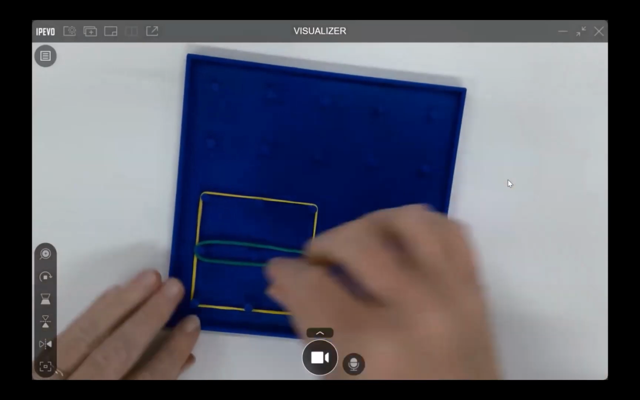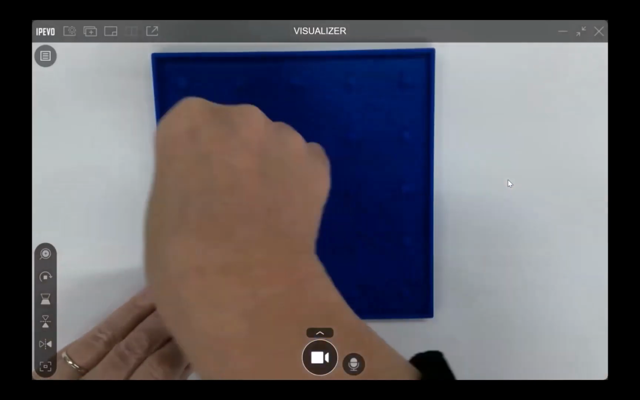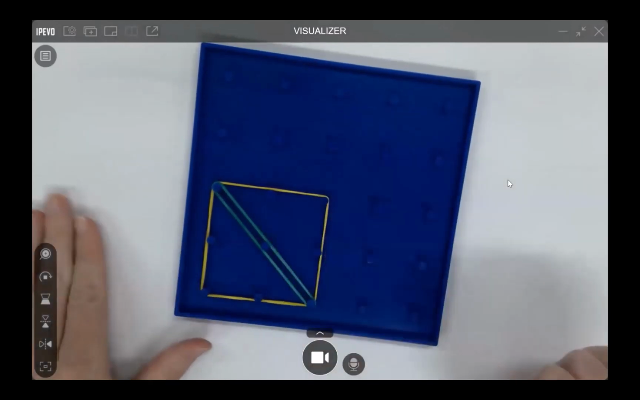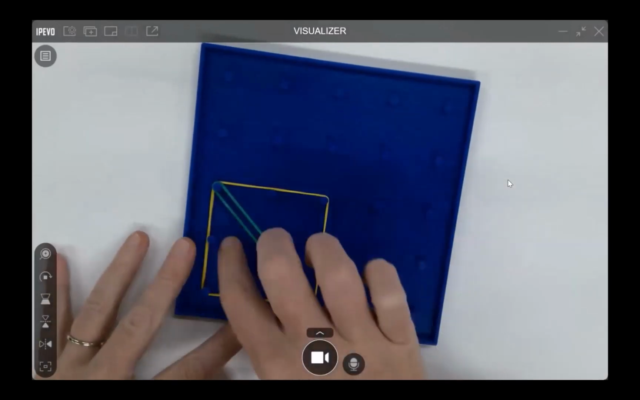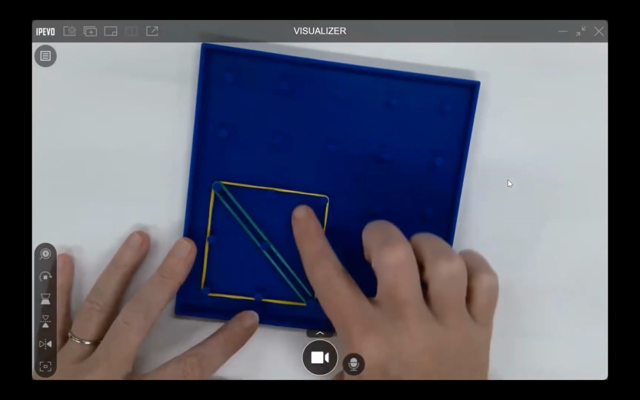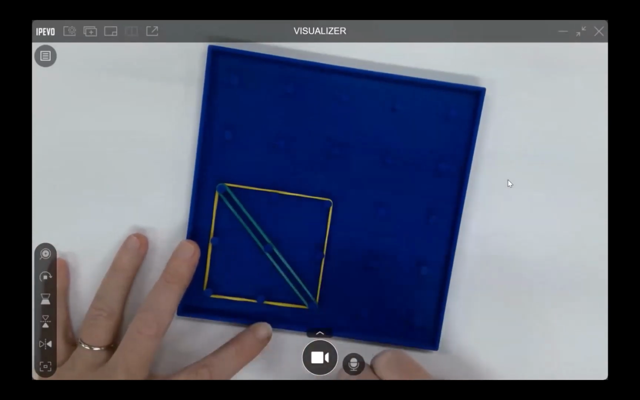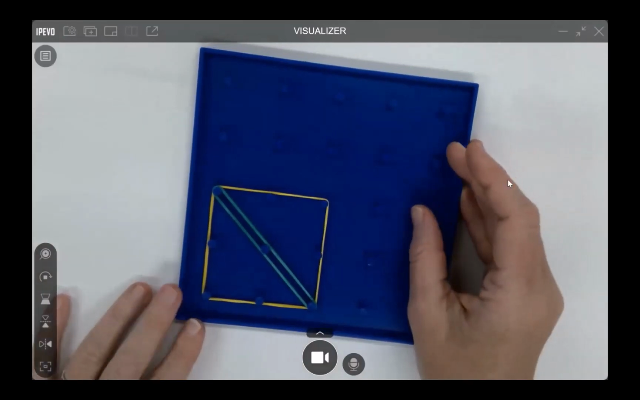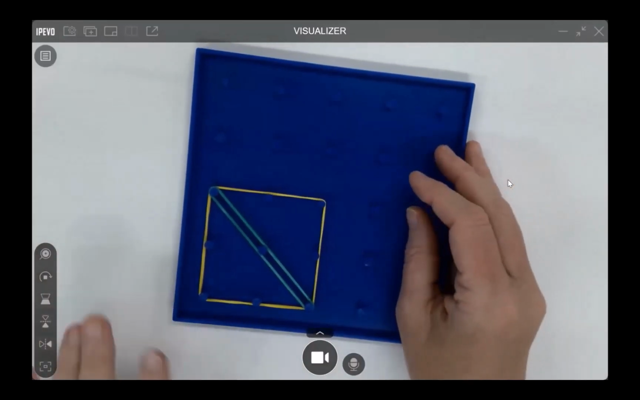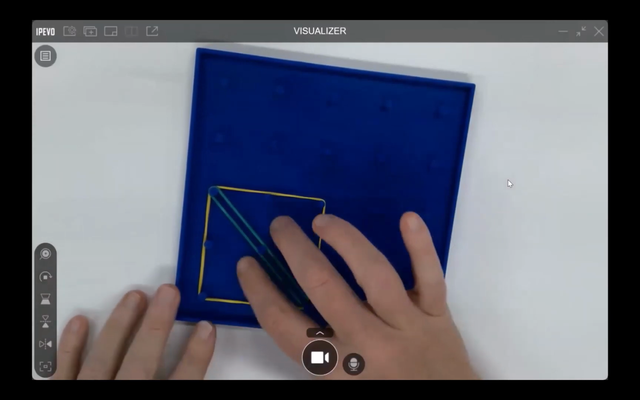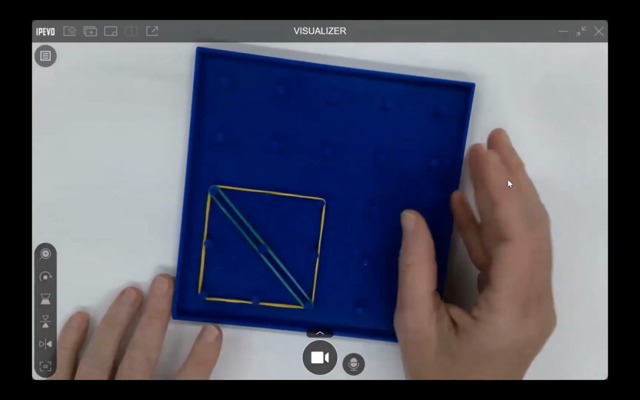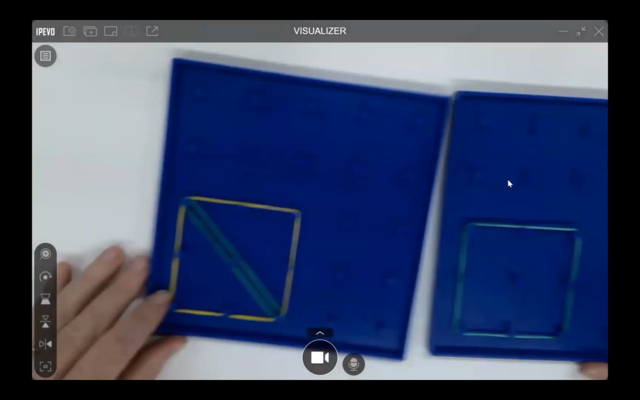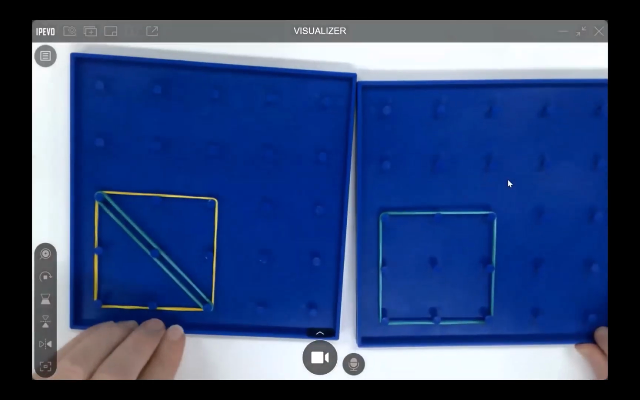Working with the squares on the geoboard gives them the opportunity to see those diagonal partitions. So really start thinking about how we can partition shapes in different ways, but the size of the pieces will remain the same. That gets us to really thinking about how the size of the pieces relate to the whole and how more partitions lead to smaller size pieces.